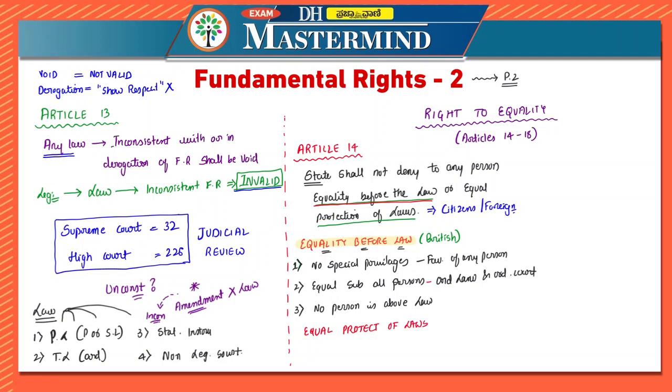Now, why is it different? So this is taken from the American Constitution. This is taken from America. So equal protection of laws. That is the equality of treatment under equal circumstances. Equal treatment for equal circumstances. So, for example, this is just an example.